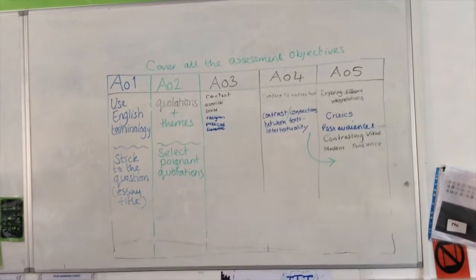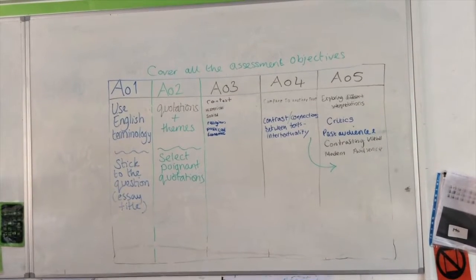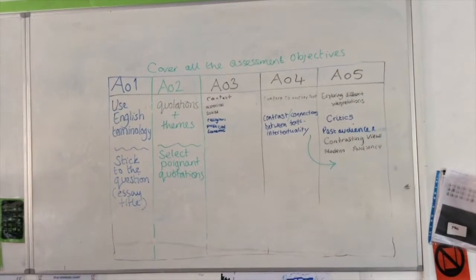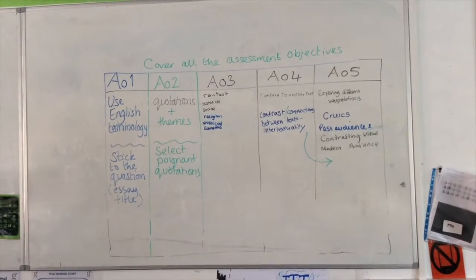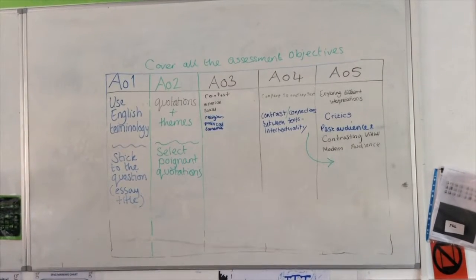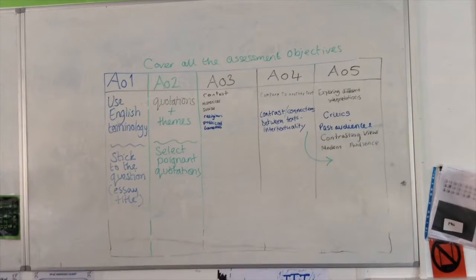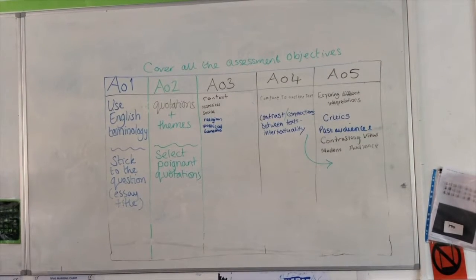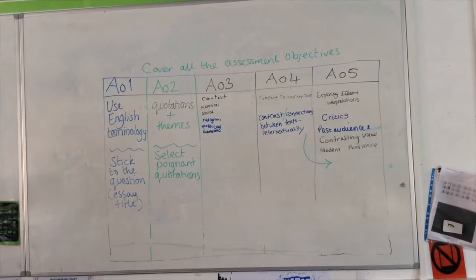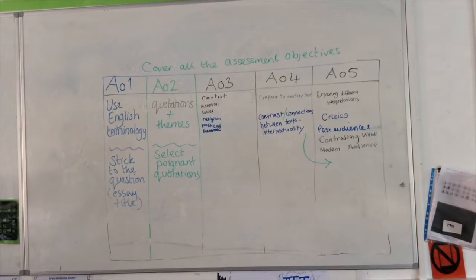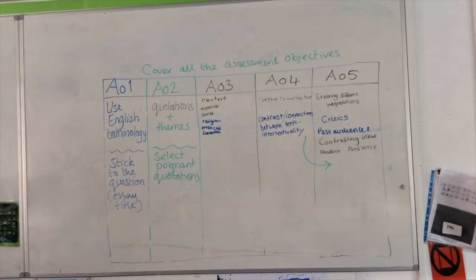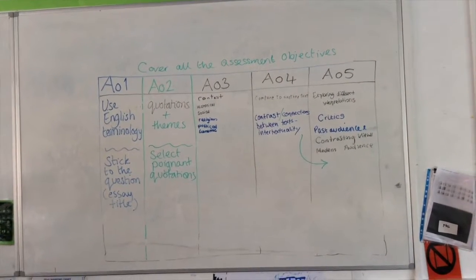AO4 is your comparison to another text. So in your essay you'll be writing perhaps in the form of a PEECEE, whereby you point, evidence, explain, compare, evidence, explain, and then add in the context at the end. So comparing is really important, that you're making those key connections, those contrasts between the texts.